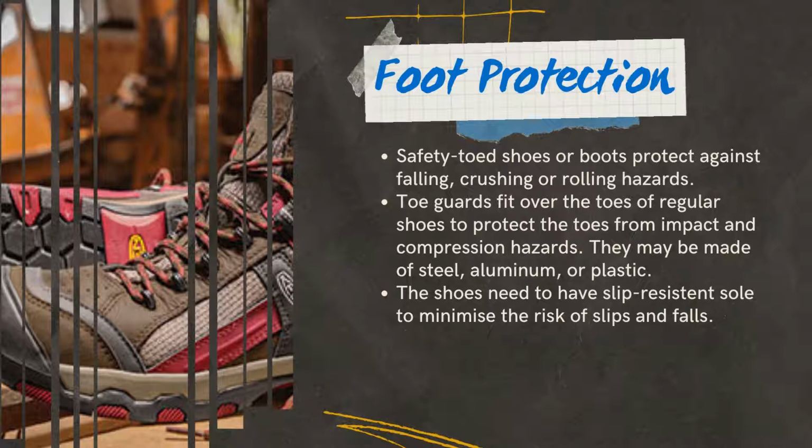Second is foot protection. One of the examples of foot protection is the safety shoes. Safety toe shoes or boots protect against falling, crushing, or rolling hazards. Toe guards fit over the toes of regular shoes to protect the toes from impact and compression hazards. They may be made of steel, aluminum, or plastic.